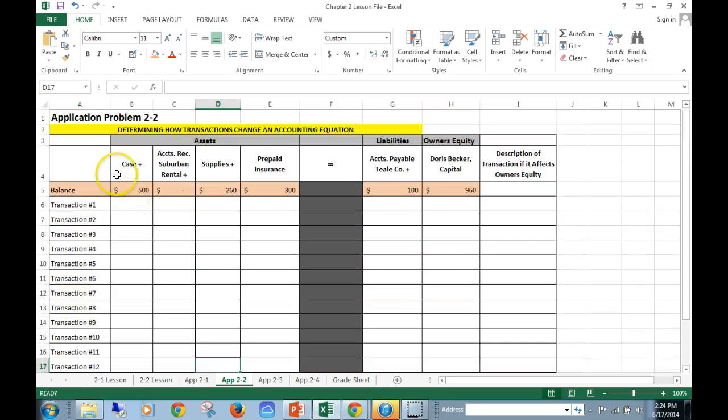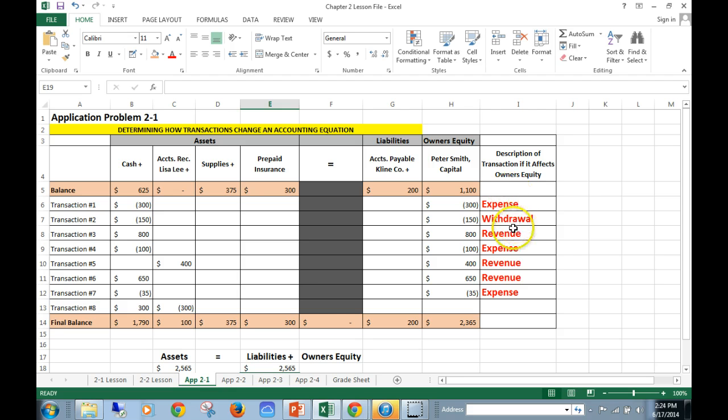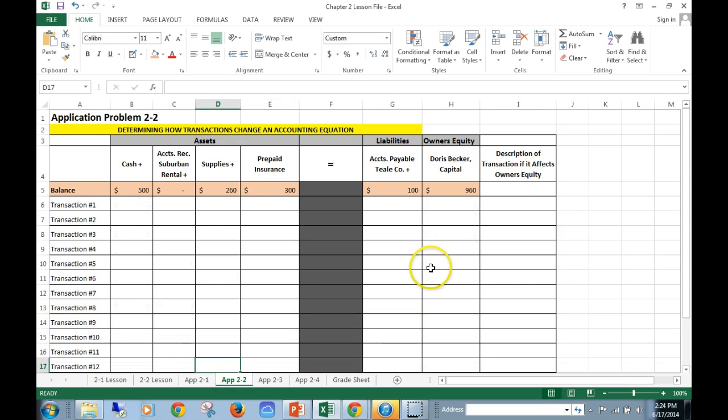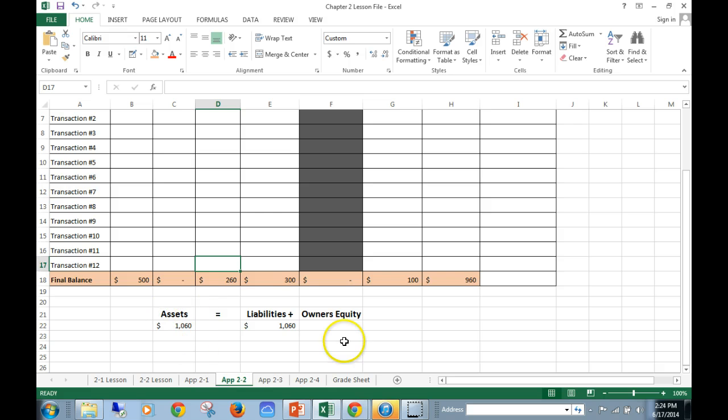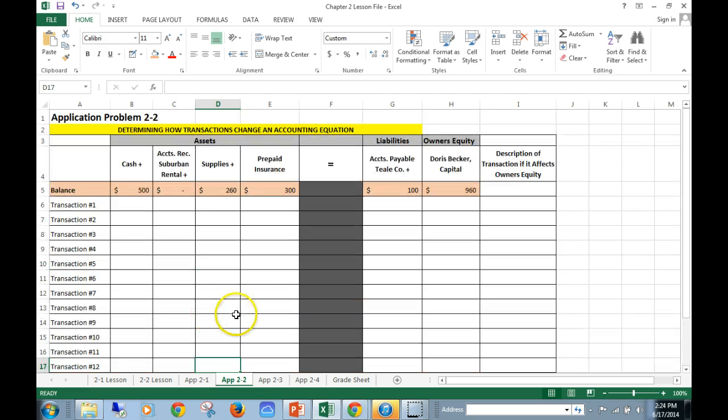Right now, these are your beginning balances. As you put plus and minus for each account and write in what kind of transaction it is, these totals will be affected, and so will this formula here as well. So let's take a look at application problem 2-3.